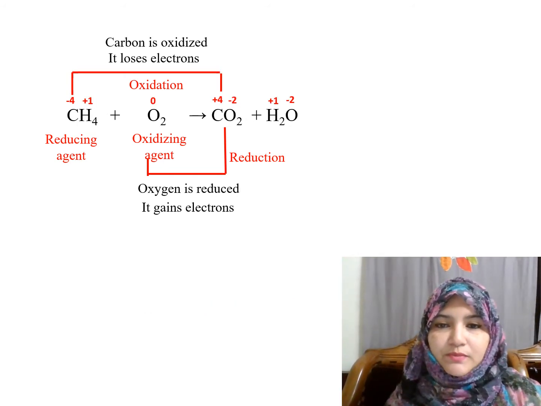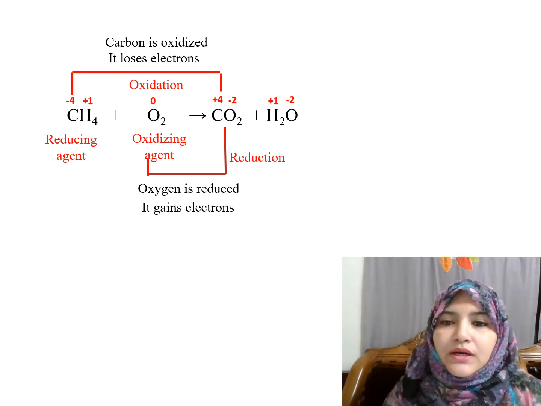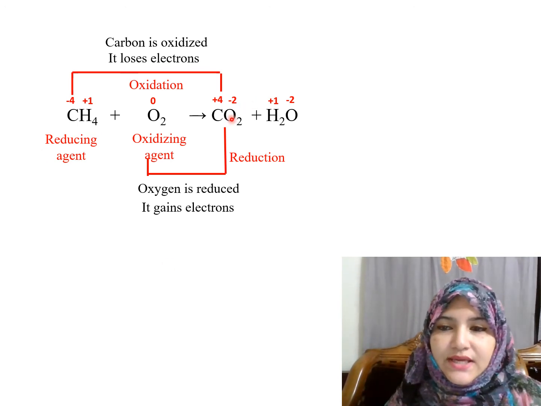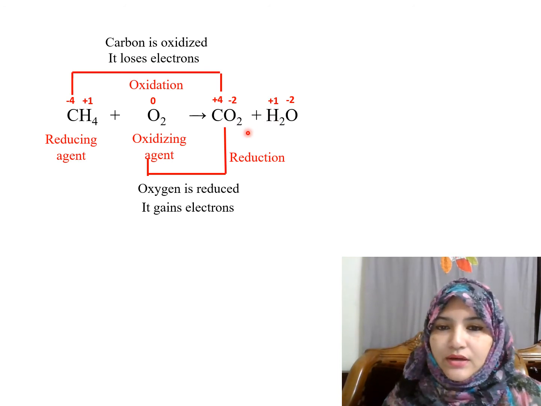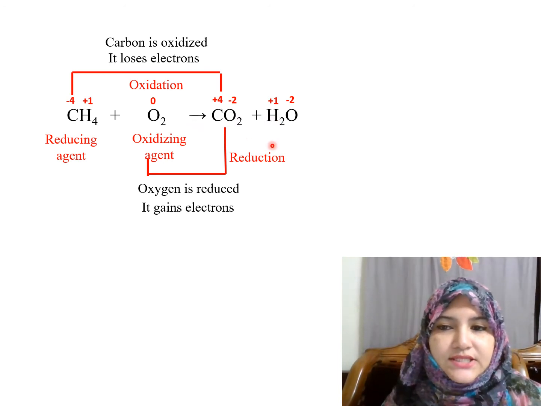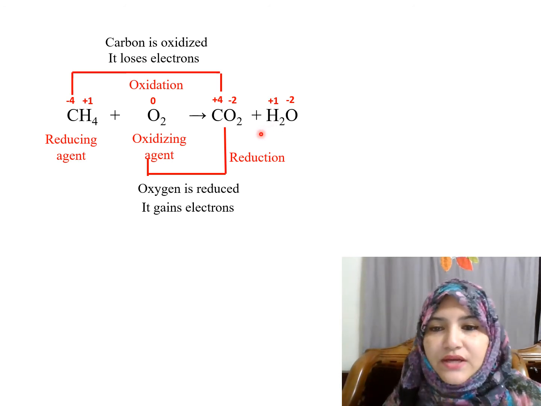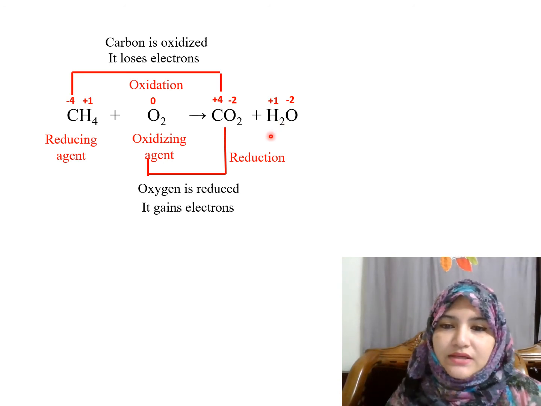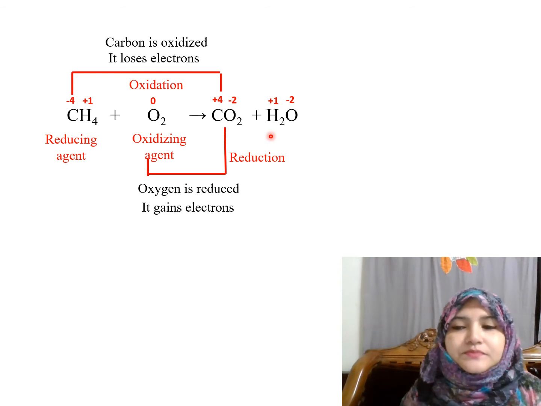Now let's try one more example for practice. Methane reacts with oxygen gas and produces carbon dioxide gas and water. You have to identify the oxidation state of every element in this reaction, then find the substance that is oxidized and reduced, and also identify the oxidizing agent and the reducing agent.